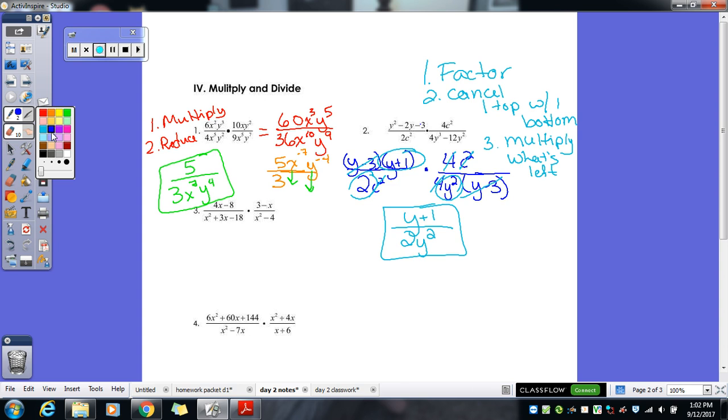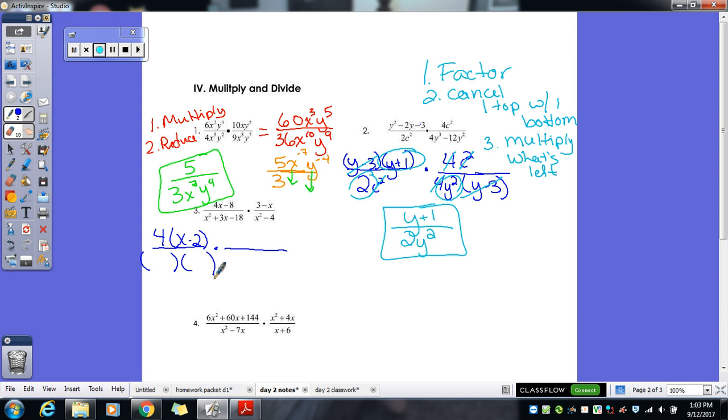Okay, let's try number 3. I'm going to set it up to start my factoring. What's our GCF in the numerator of the first one? 4. And then we've got x minus 2. We've got a trinomial underneath that, so 2 sets of parentheses.